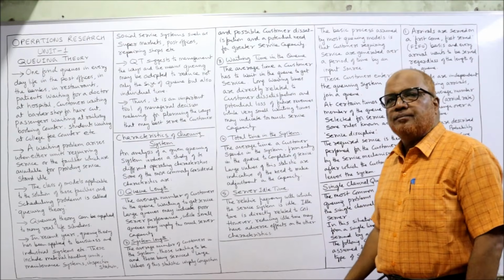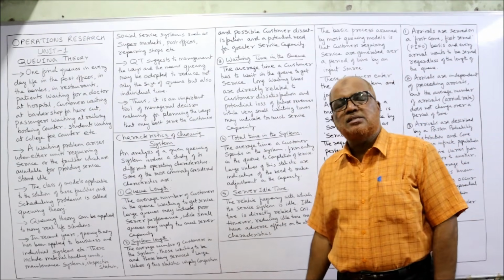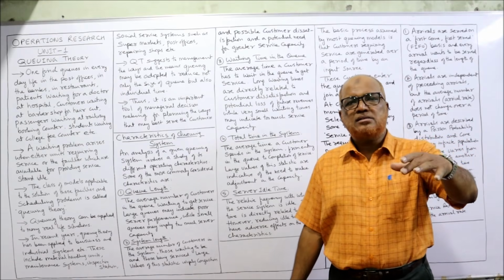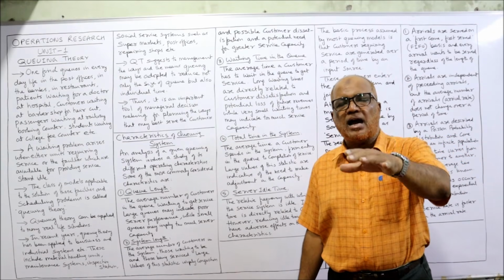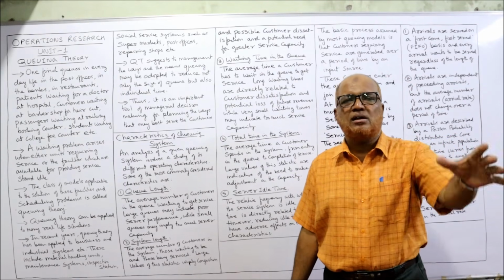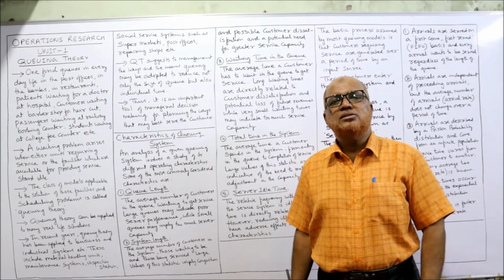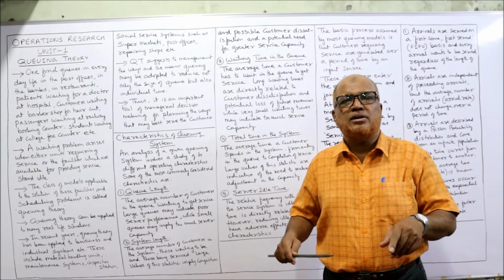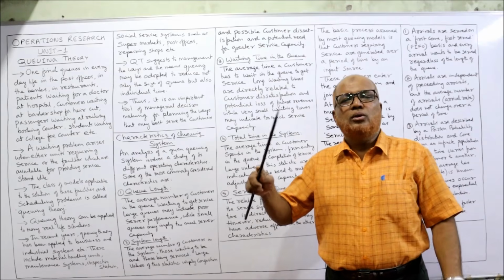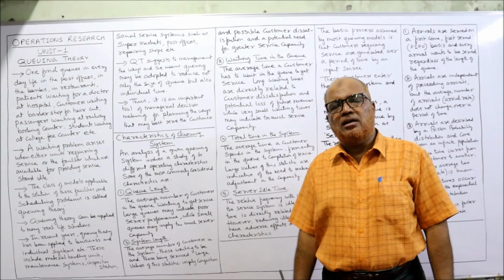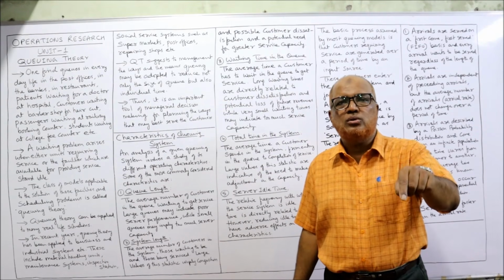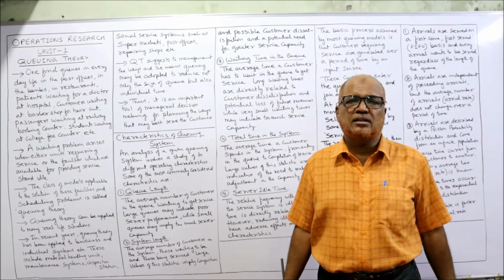Now, system length. Queue length is different from the system length. Queue length means the number of customers standing in the queue to get the service. System length means the total number of customers in the whole system, those standing in the queue and also those who are getting the service at the counter.